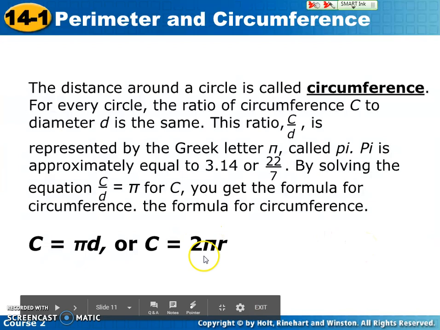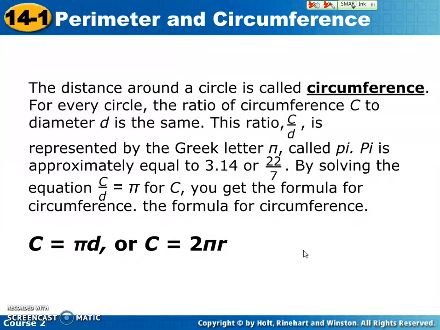There are 2 numbers we're going to use for pi. We can use the approximate decimal, which we're going to use a lot, so 3.14. I know that you have a pi button, but we are not going to use the button. We're either going to use 3.14 or the fraction 22/7. And I will tell you which one to use, but please don't use your pi button.